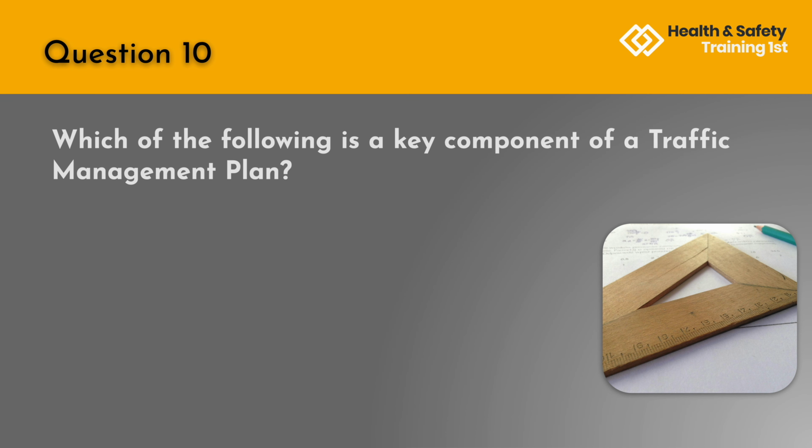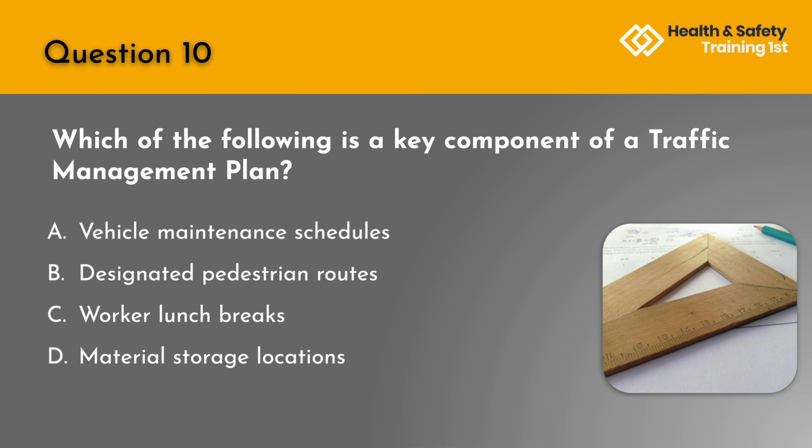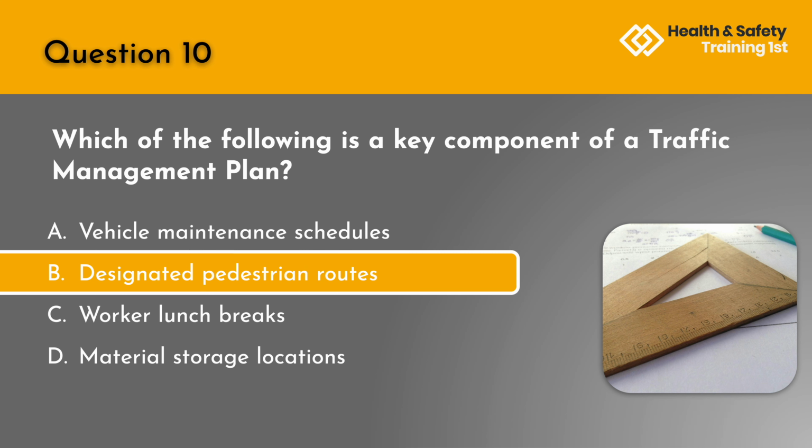Question 10. Which of the following is a key component of a traffic management plan? A. Vehicle maintenance schedules. B. Designated pedestrian routes. C. Worker lunch breaks. Or D. Material storage locations? The correct answer is B. Designated pedestrian routes.